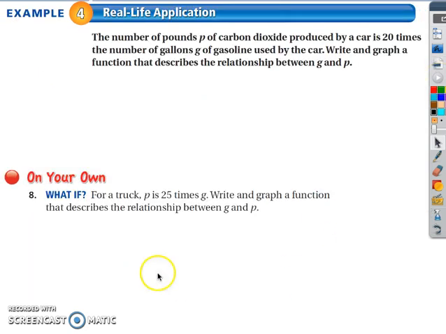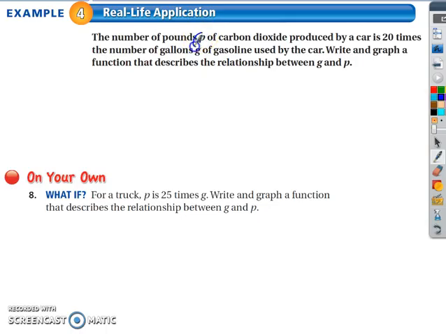Example 4. The number of pounds of carbon dioxide produced by a car is 20 times the number of gallons of gasoline used by a car. Write and graph a function that describes the relationship between G and P.